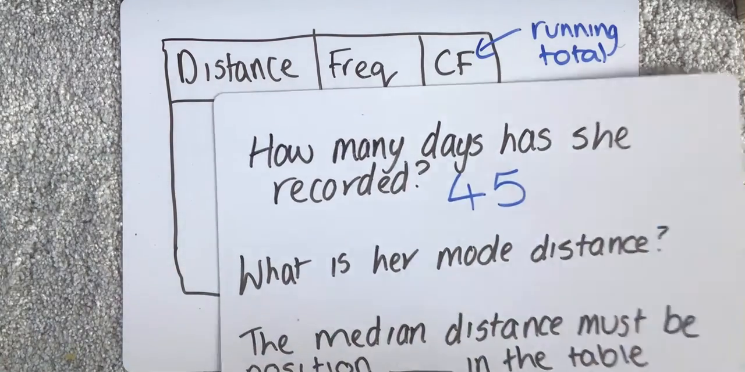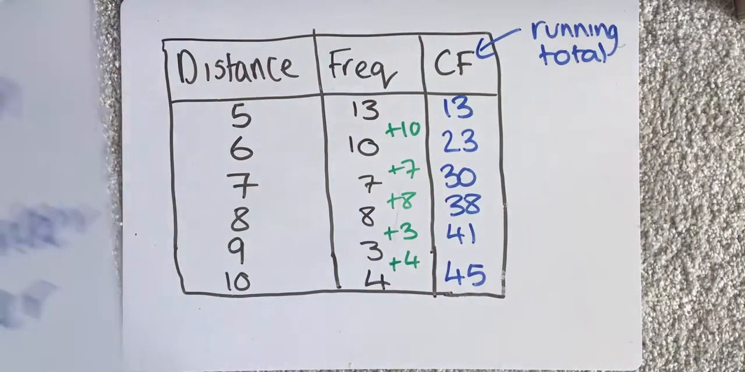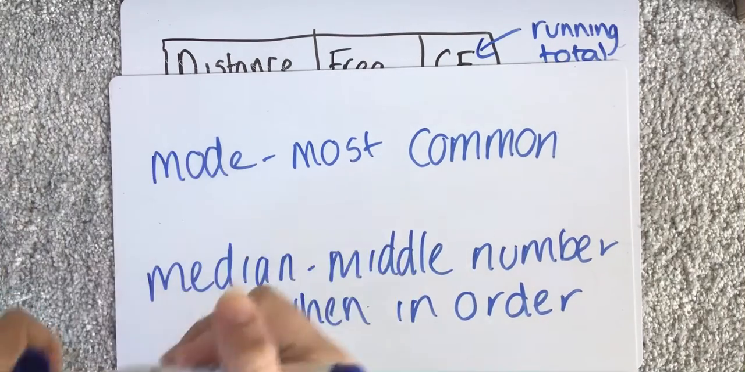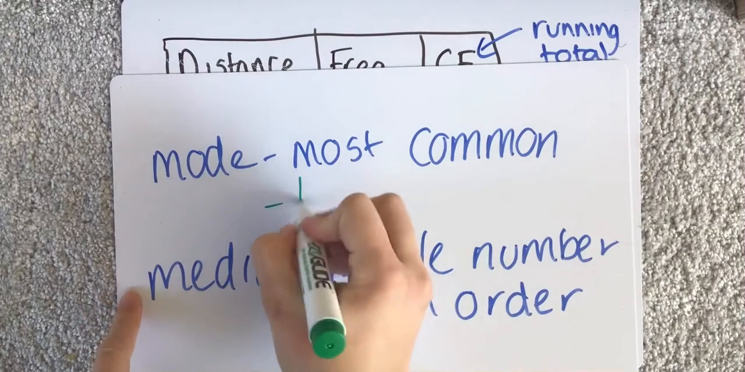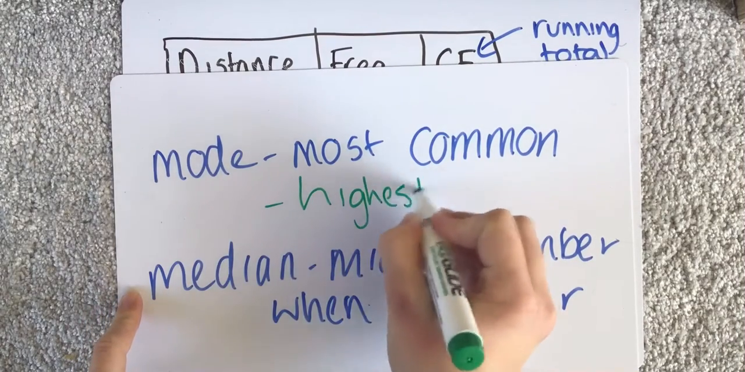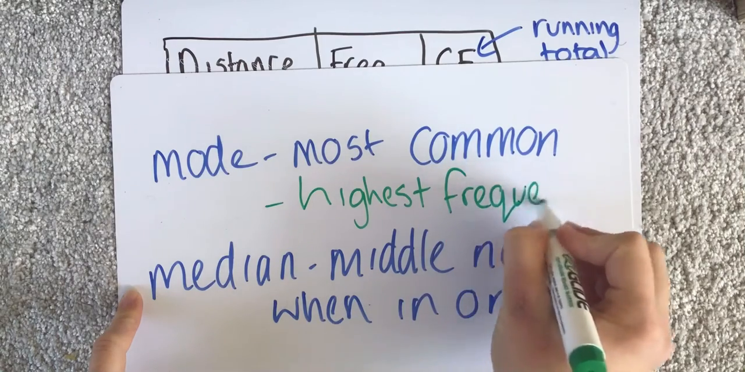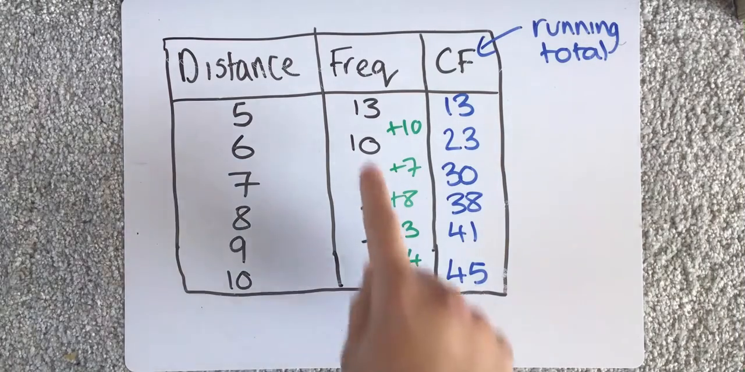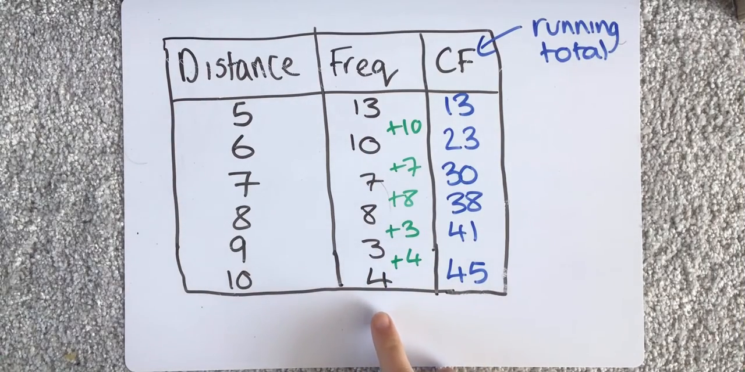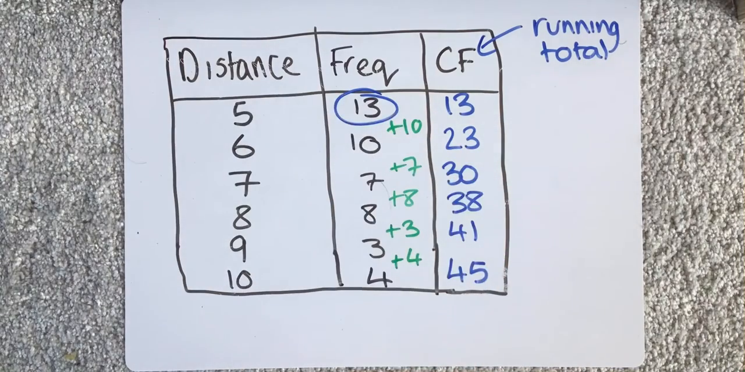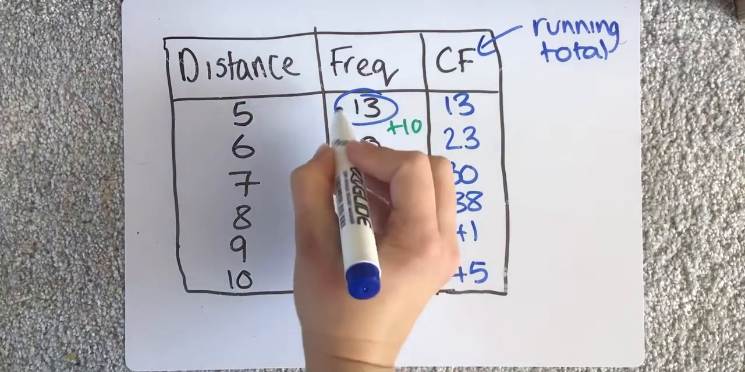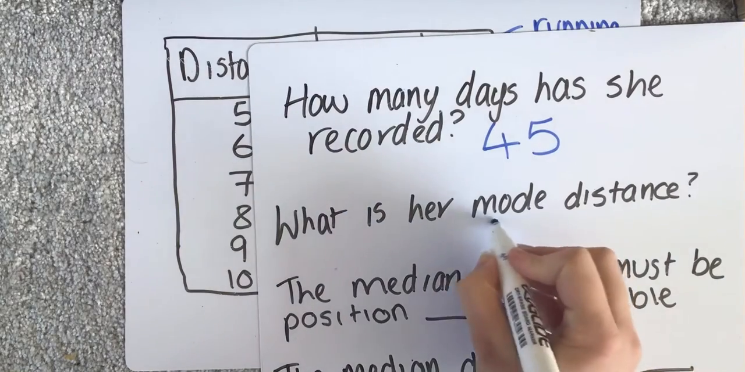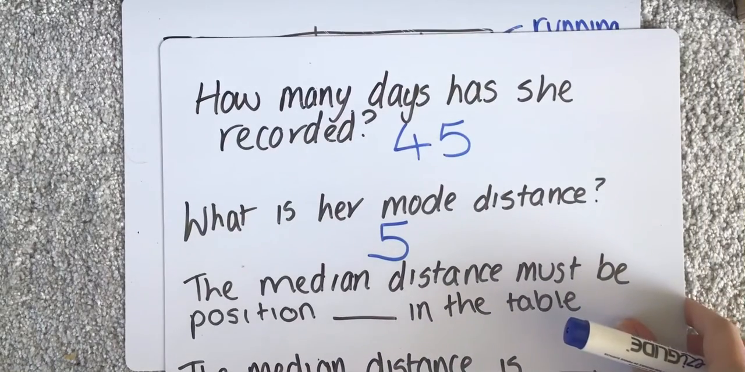What is her mode distance? In the beginning, I said that mode was the most common. Because we're using a frequency table, we can also say that the mode has the highest frequency. So I'm just going to look at my table and look for where the frequency is highest. The highest frequency is 13. That does not mean that my mode is 13. I must put it back to the distance. So my mode, in this case, is actually going to be 5. So her mode distance was 5.